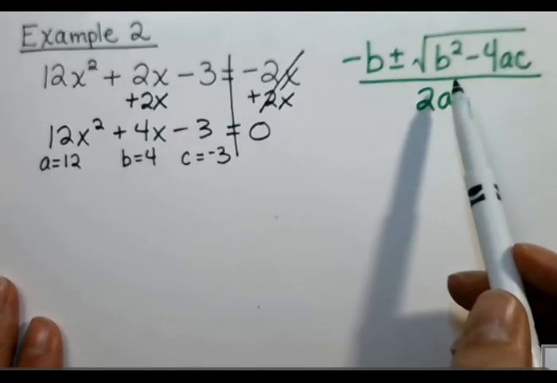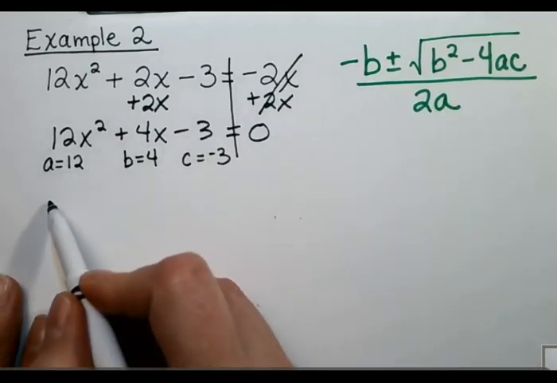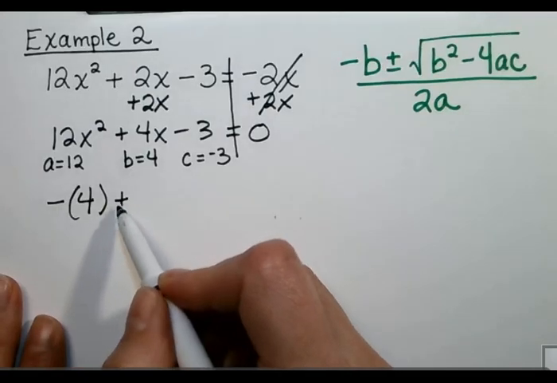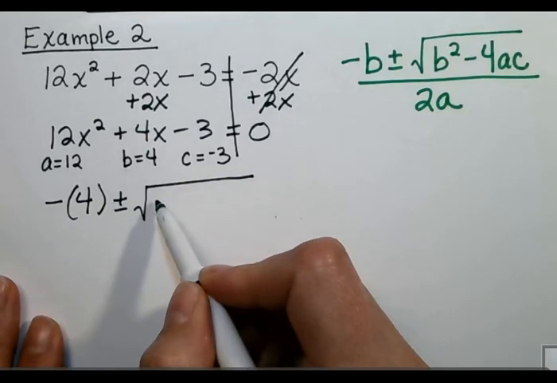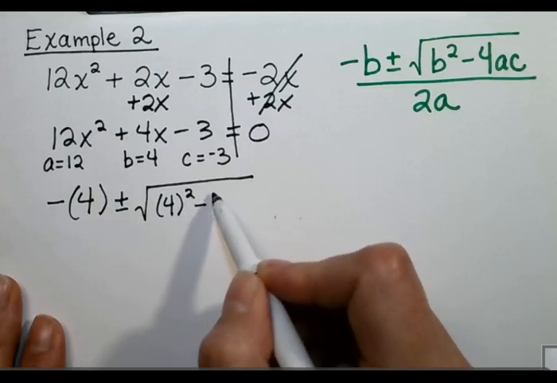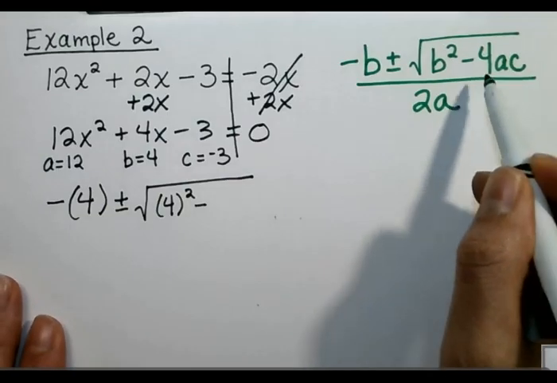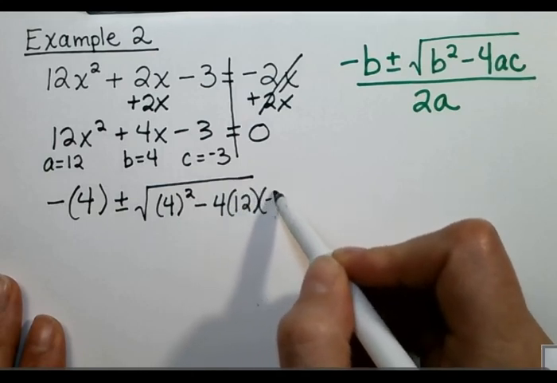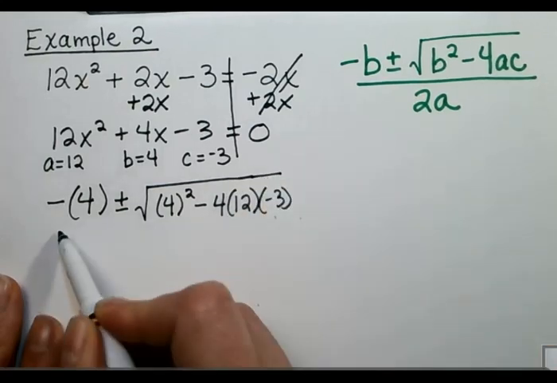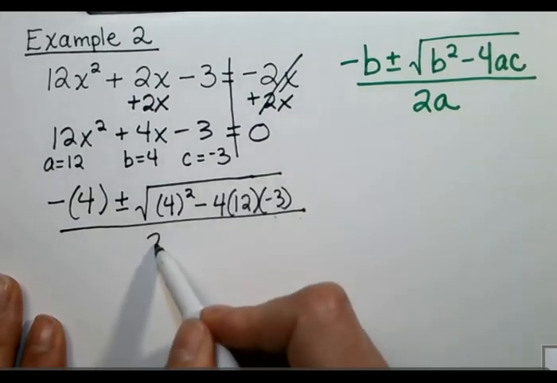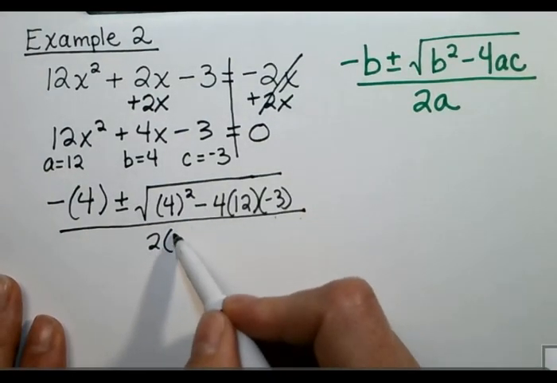And then we're going to just plug into this formula here. So we have the opposite of our b value, 4, plus or minus the square root of our 4 squared minus 4ac, 4 times our a value of 12 times our c value of negative 3. And then the numerator is going to get divided by 2a. 2 times 12.